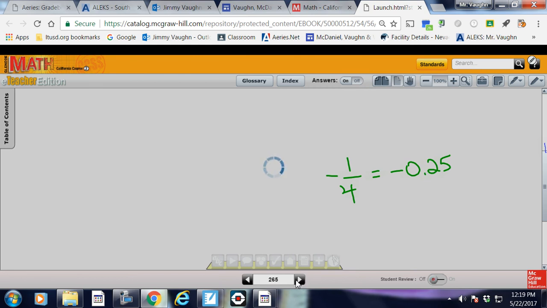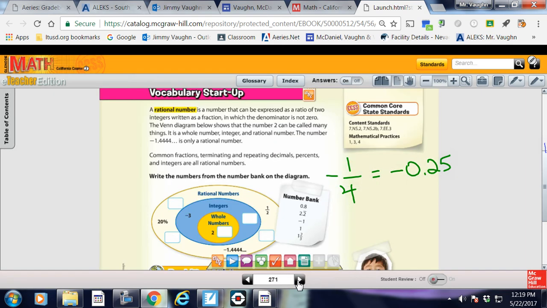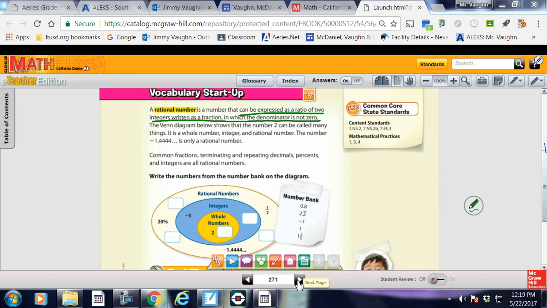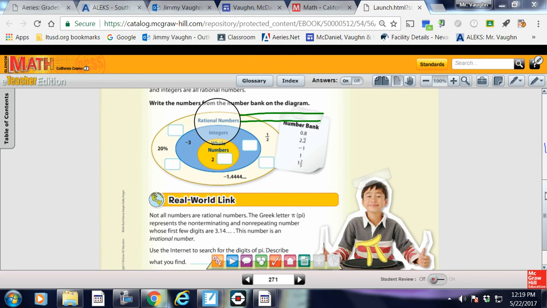On page 271. It has a nice little diagram about rational numbers. Here's that definition again. Can be expressed as a ratio of integers, where the denominator is not 0. Okay. So check out this little graphic organizer there.